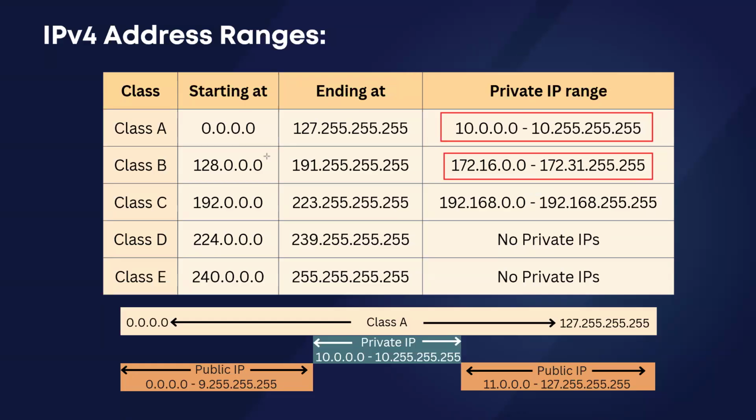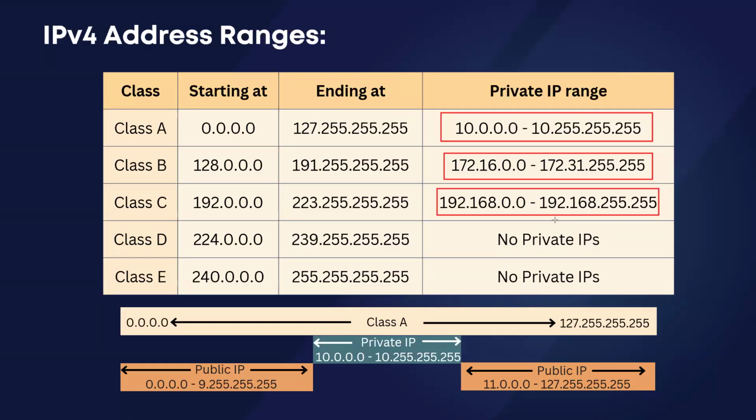And finally, when we talk about class C, between 192 and 223, there's a small private IP range from 192.168.0.0 to 192.168.255.255. Any IP within this range is a private IP, and any IP outside that range will be a public IP. When you talk about class D and class E, there are exceptions, guys. There are no private IPs at all in class D and class E. All the IPs in those two classes are public IPs.